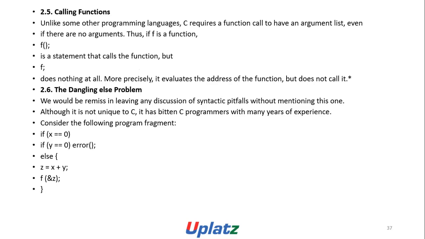Calling a function. Unlike some other programming languages, C requires a function call to have an argument list even if there are no arguments. Thus, if f is a function, f() is a statement that calls the function, but f; does nothing at all. More precisely, it evaluates the address of the function, but it does not call it.